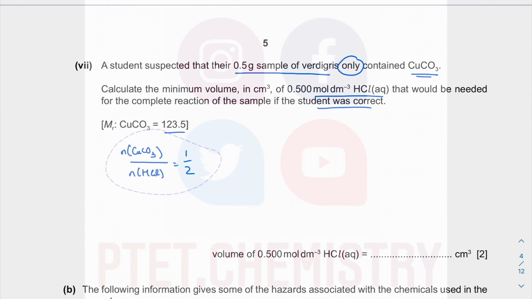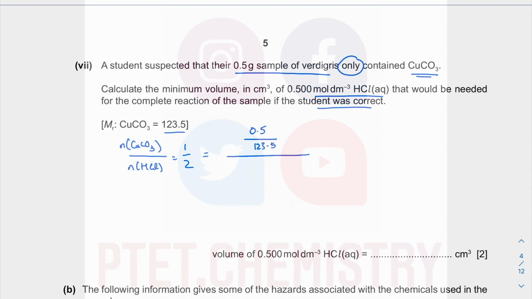Maybe I can move it up a little bit. On the right hand side, I'll put in the actual mole of copper 2 carbonate, which is 0.5 gram, because they say they suspect all the 0.5 gram only contains copper 2 carbonate. So all of the 0.5 gram divided by the molar mass of copper 2 carbonate, there's only one thing present there, if the student was correct.